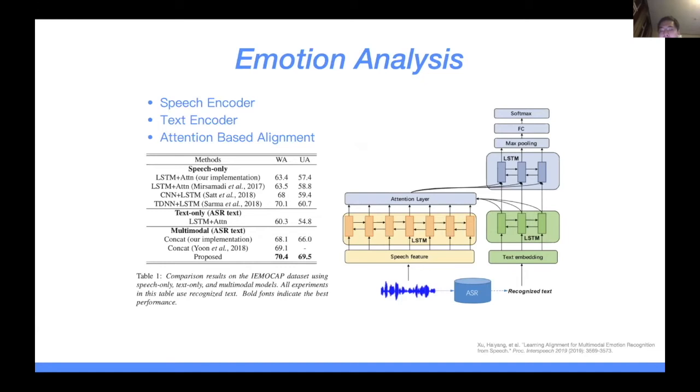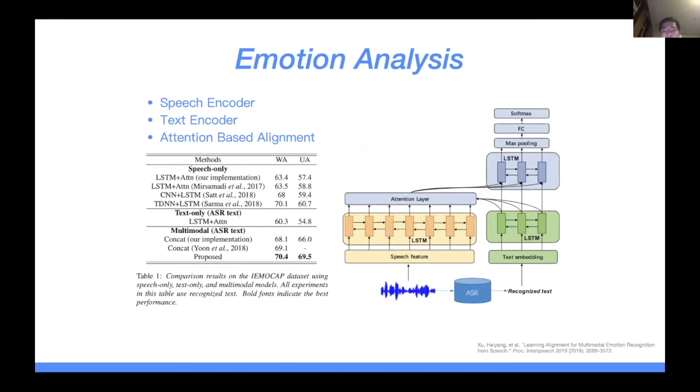The yellow part indicates the speech encoder, and the right part indicates the text encoder, and the blue part is the multimodal fusion network, consisting of an attention network to fuse both speech and text modalities, and an LSTM is followed for sequential classification. And this architecture outperforms other existing methods on the IEMOCAP dataset.